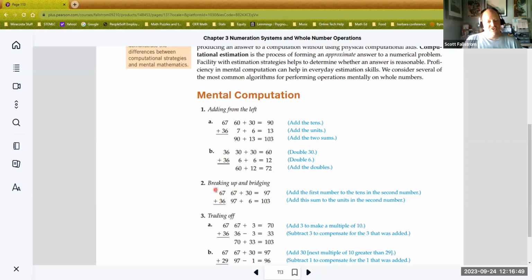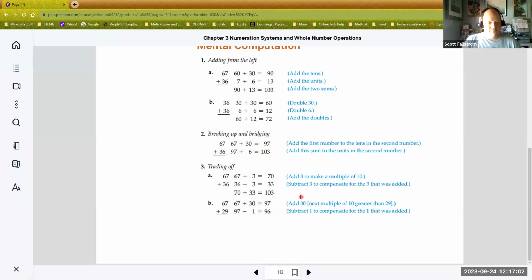So breaking up and bridging means add the first number in the tens place, right? But you add it to the whole other number. So instead of getting 90, you're going to get 97. Then bridge that gap by bringing in the other number. Okay. Now they call it trading off, where you add 3 and take away 3, where you balance with the equal addends.